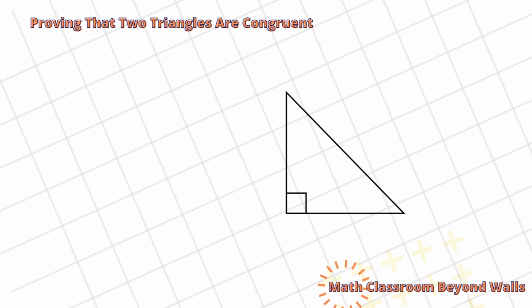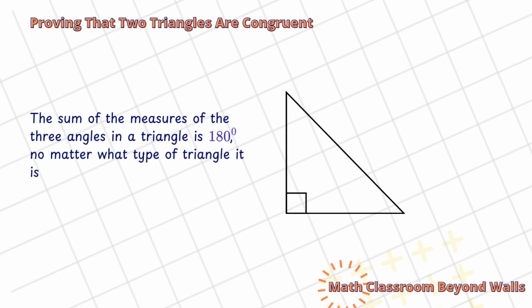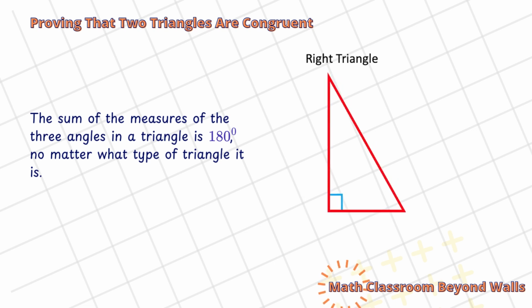Now, the fifth one has something to do with a right triangle. Remember that the sum of the measures of the three angles in a triangle is 180 degrees, no matter what type of triangle it is. Now, let us look at the right triangle here. This type of triangle has one angle with a measure of exactly 90 degrees, whereas the measure of the other two angles has a sum of 90 degrees. Its sides are given these names: hypotenuse, the longest side, and the legs, the other two sides.